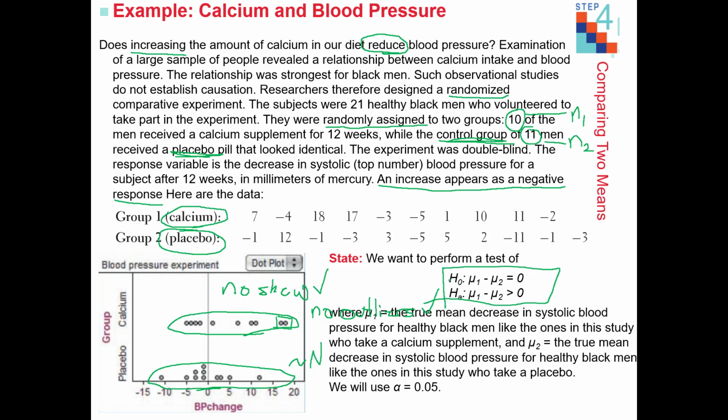So basically our null hypothesis is that mu1 minus mu2 equals 0, and mu1 minus mu2 is greater than 0. And what we're looking at here is mu1 being the true mean decrease in systolic blood pressure for healthy black men like the ones in the study who take a calcium supplement, and mu2 is the true mean decrease in systolic blood pressure for healthy black men like the ones in the study who take a placebo, and we are going to use an alpha level of 0.05. Okay. For the purpose of this study, mu1 minus mu2 is going to be greater than 0. That's our alternative hypothesis.